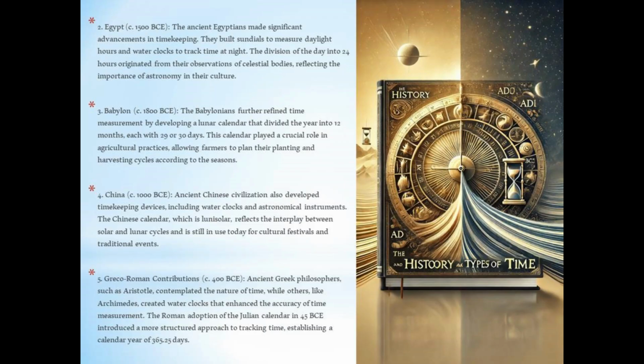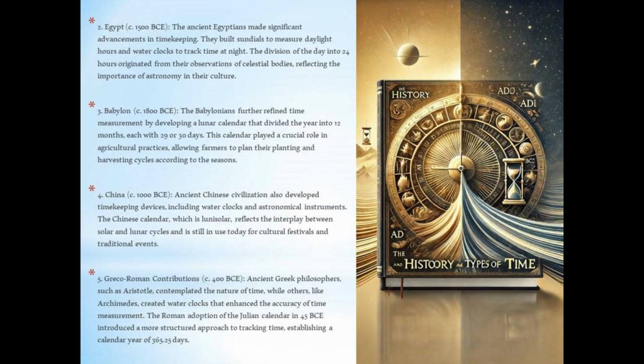Number 4. China. c. 1000 BCE. Ancient Chinese civilization also developed timekeeping devices, including water clocks and astronomical instruments. The Chinese calendar, which is lunisolar, reflects the interplay between solar and lunar cycles and is still in use today for cultural festivals and traditional events.